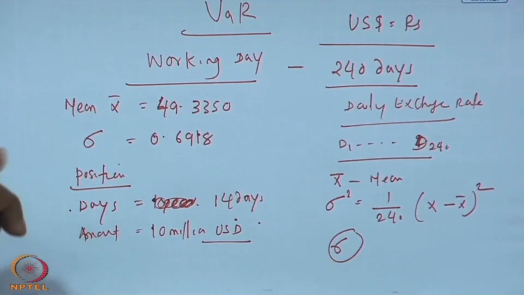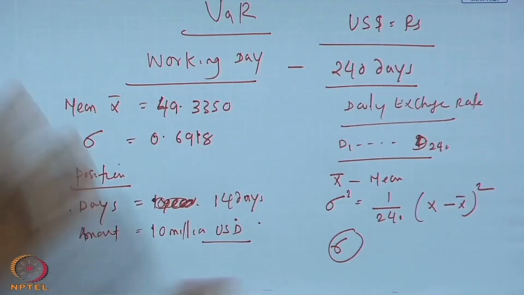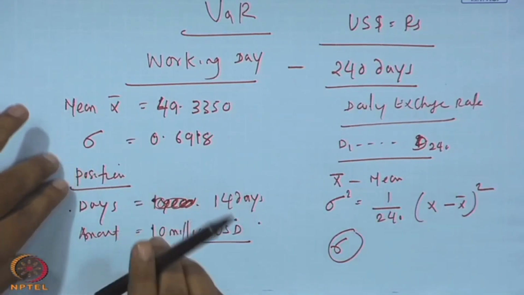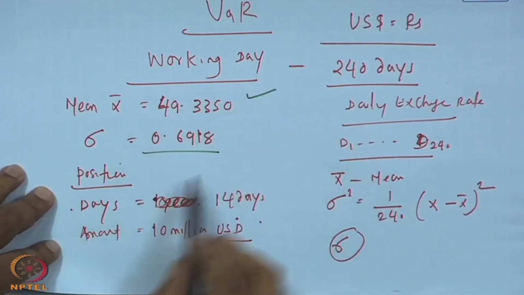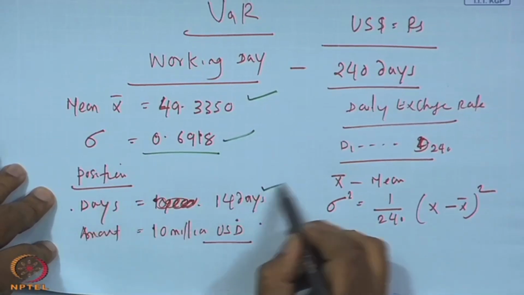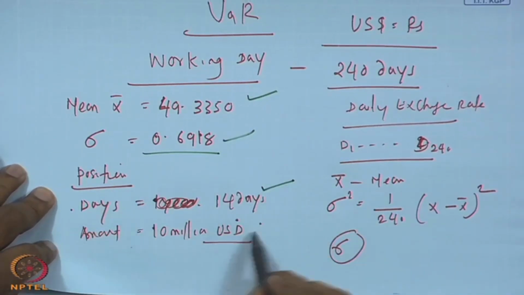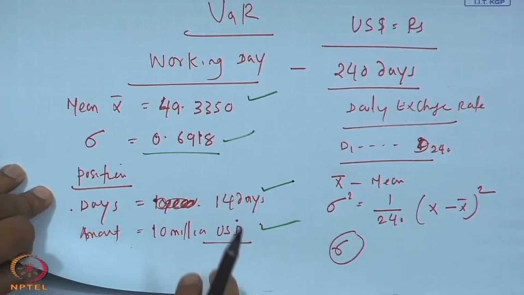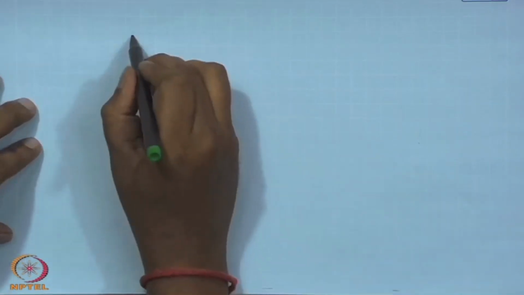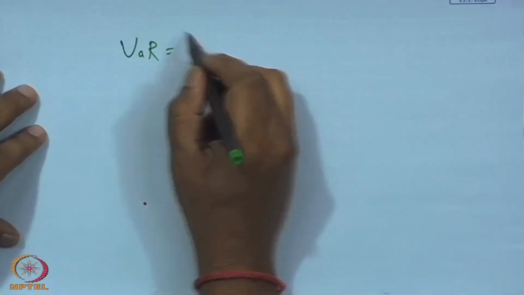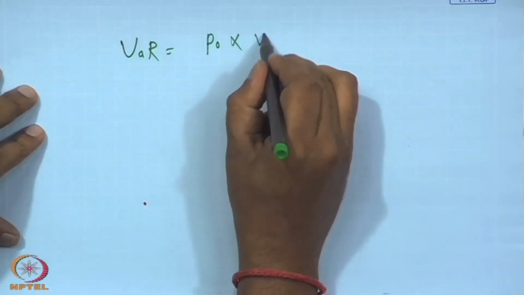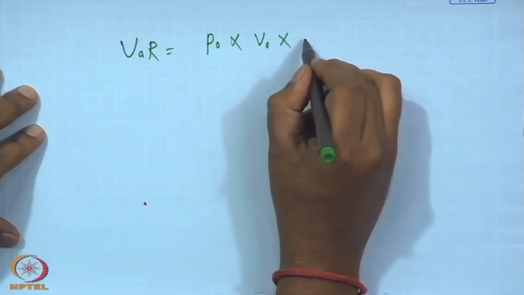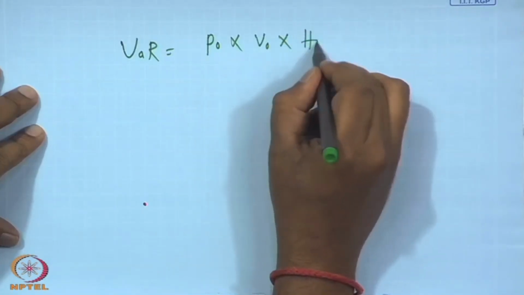So, we got the 10 million USD, we got the mean calculation, we got the standard deviation calculation, and the position for 14 days, with an amount of 10 million. Now we have to calculate the VAR. When you calculate the VAR, what is our requirement? As we discussed in the earlier slide, VAR is P0, that is the position, then V0, that is the volatility, and also you have to calculate the holding period H0.